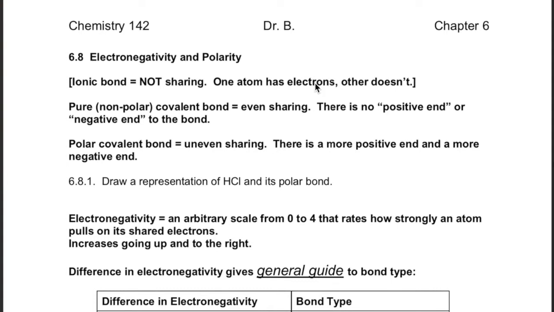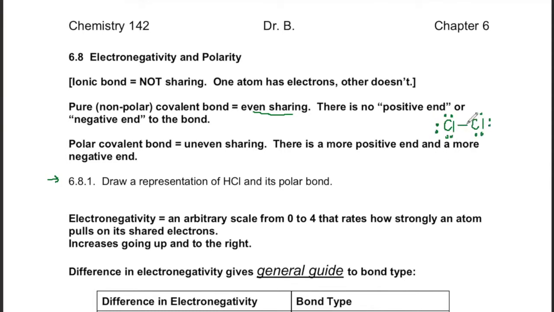Let's look at the electronegativity of different elements and the polarity that results from combining these elements together. So in addition to drawing a polar bond, I'm going to go ahead and draw all three of these. A covalent bond is a shared pair of electrons. The chlorine molecule over here has the two chlorine atoms sharing a pair of electrons.